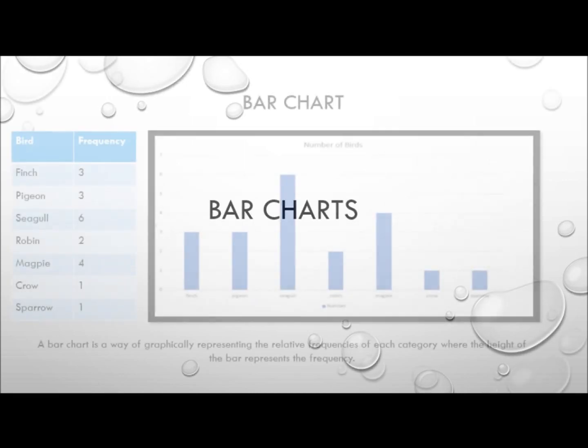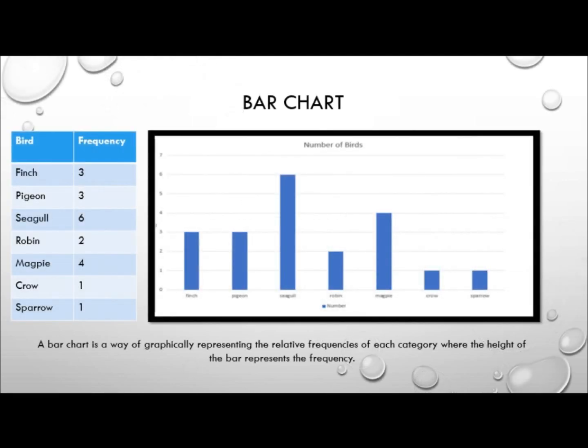Hello and welcome to another GCSE revision video, and in this video we're going to be looking at bar charts. A bar chart is a way of graphically representing the relative frequencies of each category, where the height of the bar represents the frequency, so that we can see at a glance how the frequencies compare to each other.